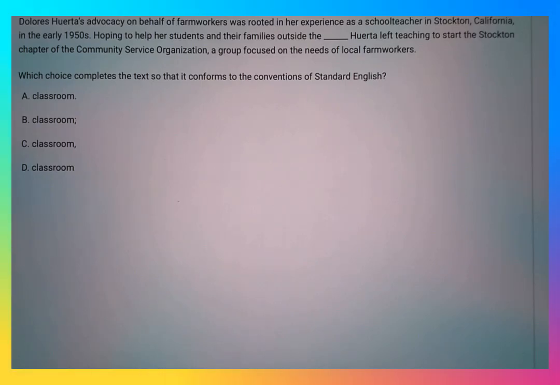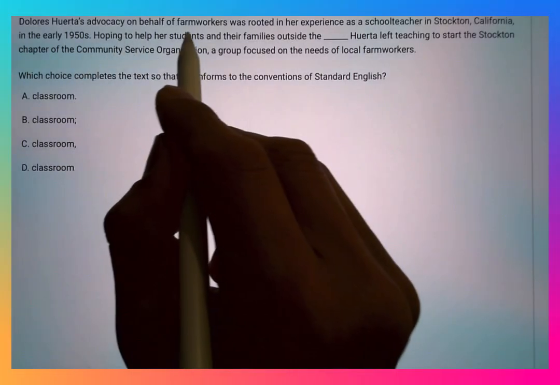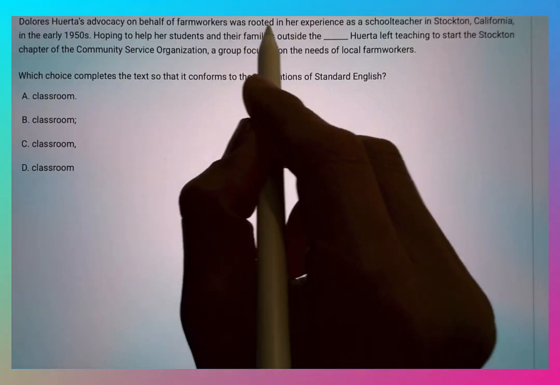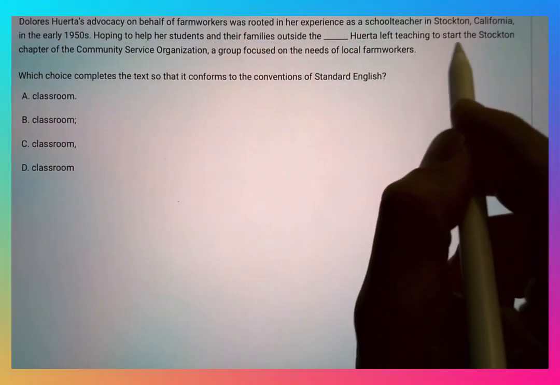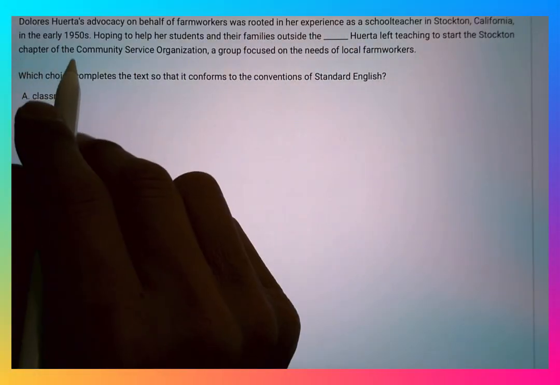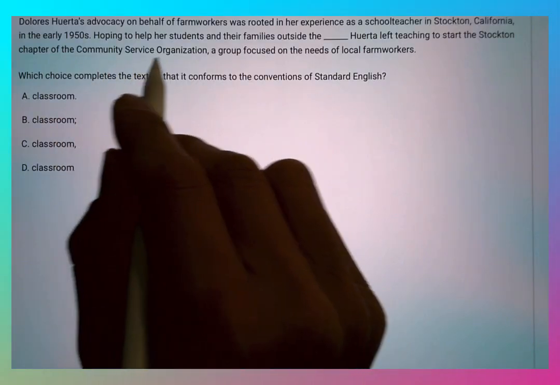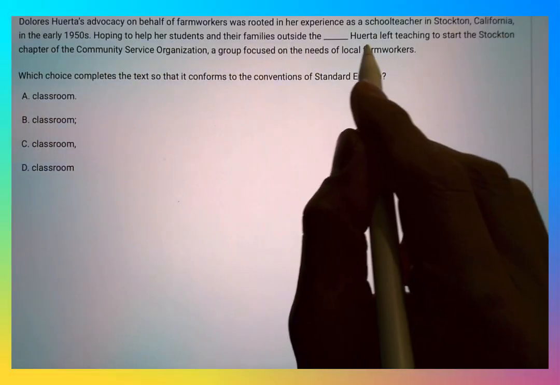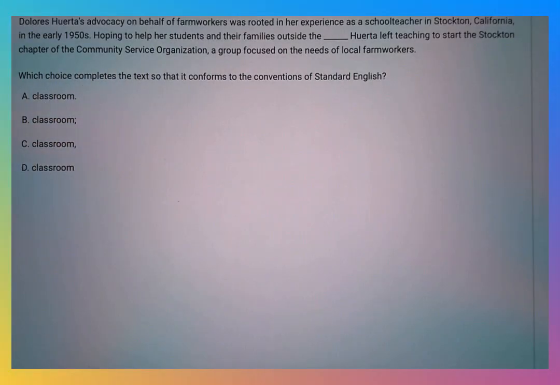Dolores Huerta's advocacy on behalf of farm workers was rooted in her experience as a school teacher in Stockton, California in the early 1950s. Hoping to help her students and their families outside the classroom, Huerta left teaching to start the Stockton chapter of the community service organization, a group focused on the needs of local farm workers.